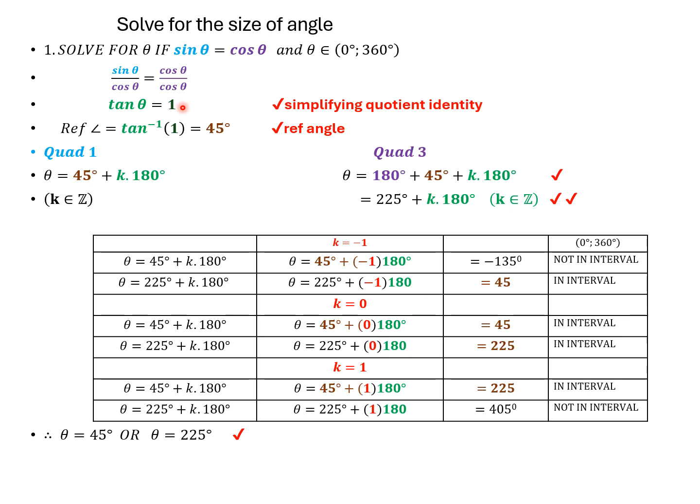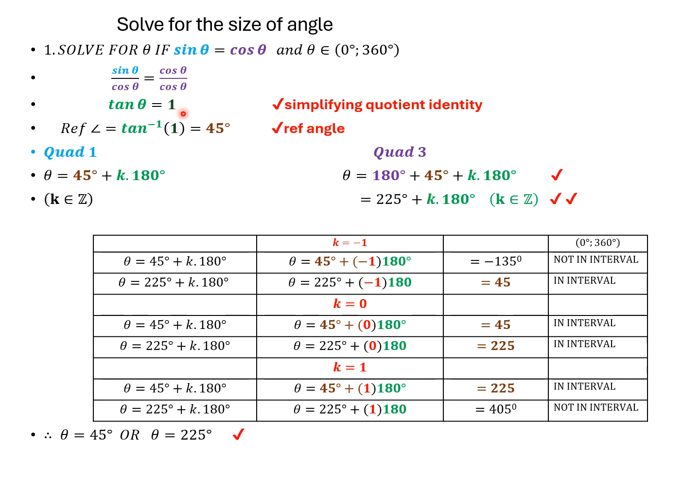Alright, we only do this if that quotient identity will become tan. So we get 1 mark for simplifying the quotient identity. Second mark for finding our reference angle. So again on my Casio calculator, I'm just going to press shift tan 1, and I get 45 degrees. So that's 2 marks up to there.